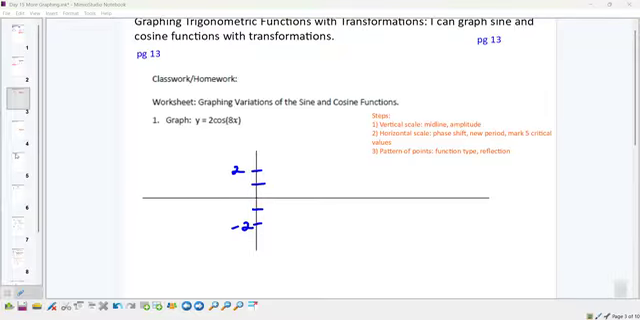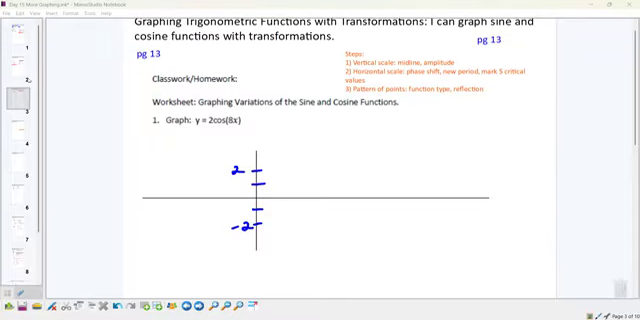And this time, this function has an 8 as the horizontal dilation. So that's going to change the period. So the new period is going to be 2 pi divided by the b value, which is 8. So that's a period of pi over 4. And what this means is we're going to have 8 waves where we'd normally have 1. So the end of our period is pi over 4.